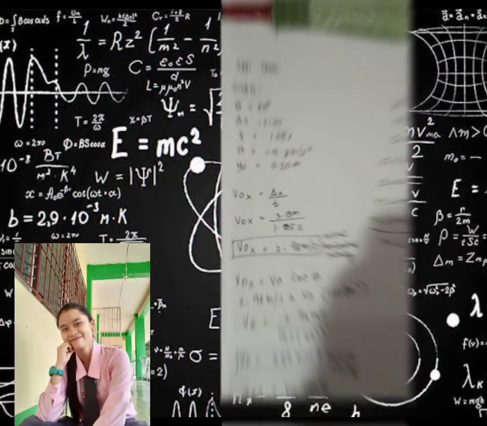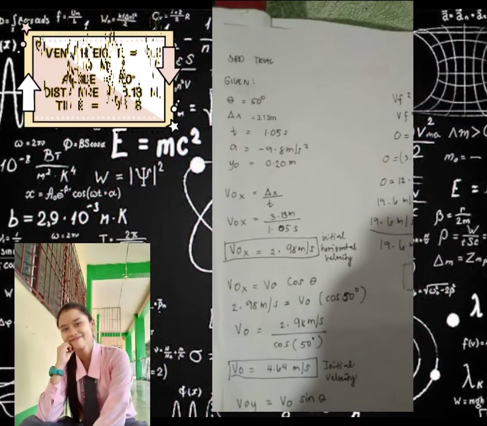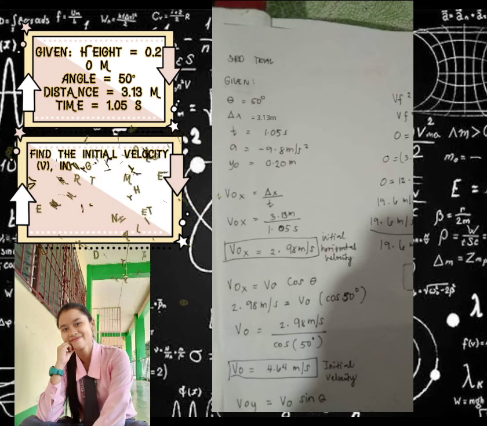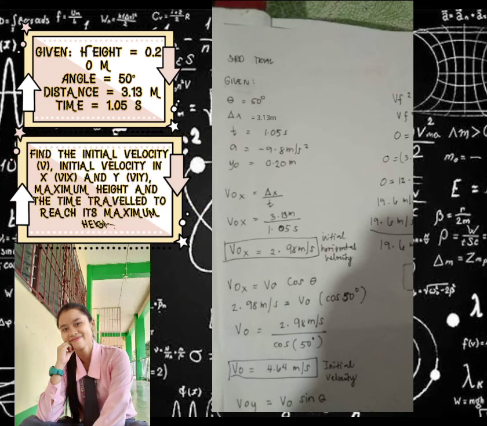In the third trial, we have the given data, which is the angle that is equal to 50 degrees, the time which is 1.05 seconds, range which is 3.13 meters, height which is 0.2 meter, and lastly, the acceleration due to gravity is negative 9.8 meters per second squared. So we can now calculate the initial horizontal velocity, initial vertical velocity, time at maximum height, and the maximum height.